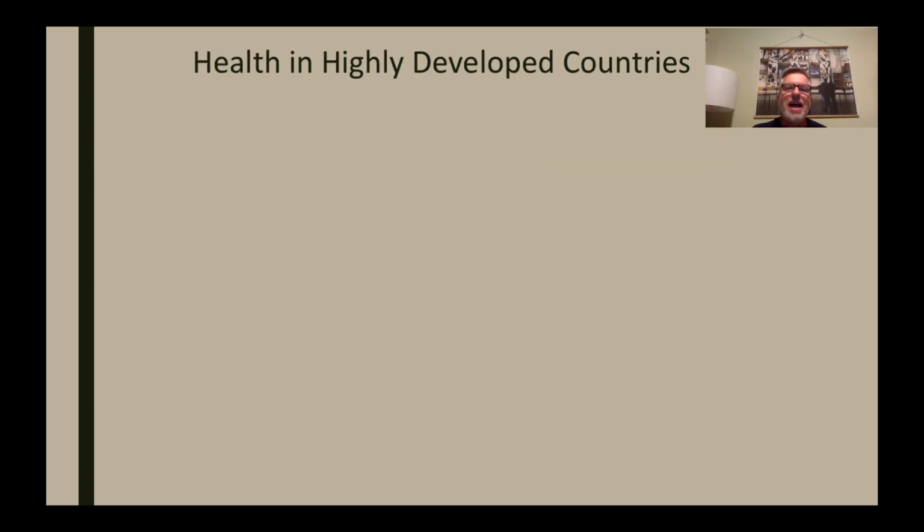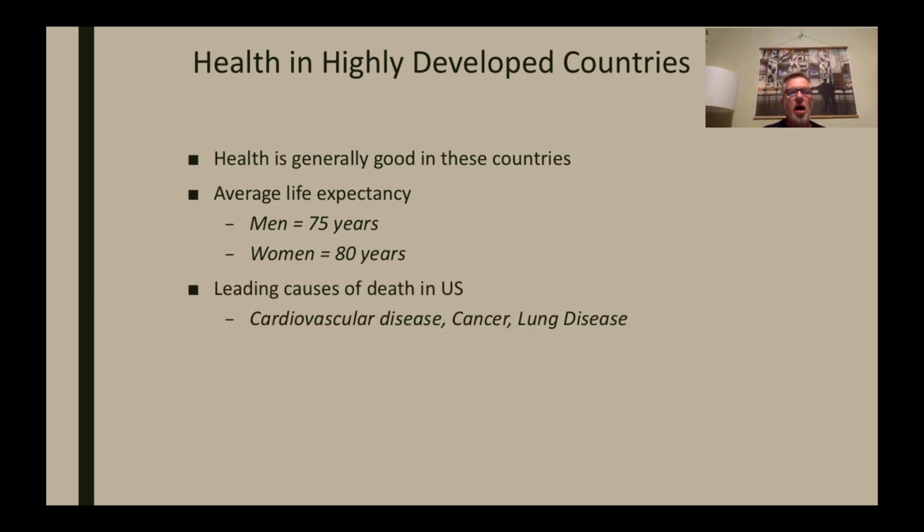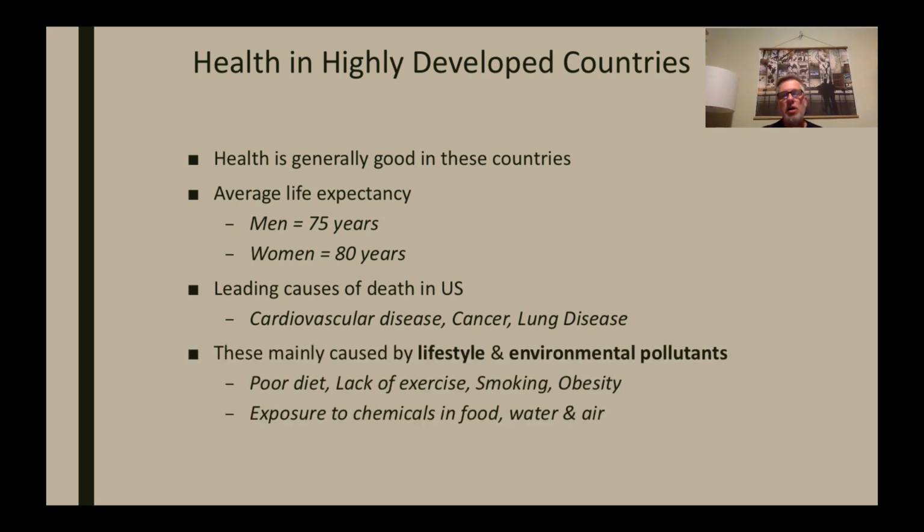For a second, let's contrast health concerns in highly developed countries with those in developing countries, and look at what those might be. Health is generally good in the highly developed countries. The life expectancy is high: men at about 75 years, women at about 80 years, women living longer. In the US, the leading causes of disease are cardiovascular disease, cancer, and lung disease, and these are caused by lifestyle issues as well as environmental pollutants. The lifestyle issues are poor diet, as I said, lack of exercise, smoking, and obesity. And the environmental pollutants are exposure to chemicals in food, water, and air.